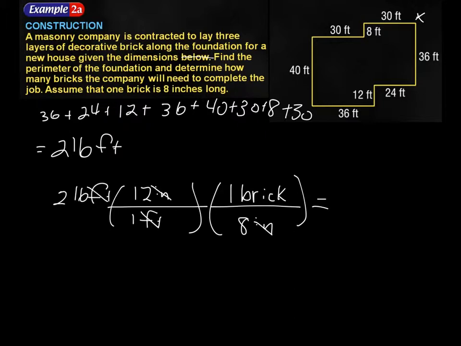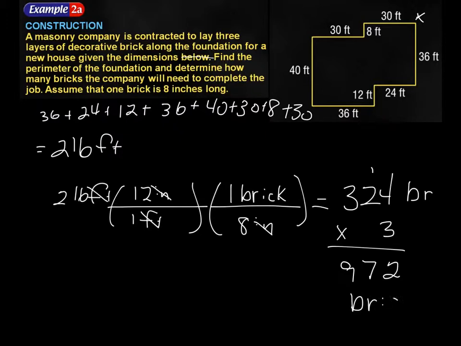So 216 times 12, because it's in the numerator, divided by 8, it's in the denominator. Type it in the calculator, I get 324 bricks in 1 layer. But we needed 3 layers, so we need to take that times 3. So 3 times 4 is 12, carry the 1, 2 times 3 is 6, plus 1 is 7, 3 times 3 is 9. We're going to need 972 bricks for all 3 layers.